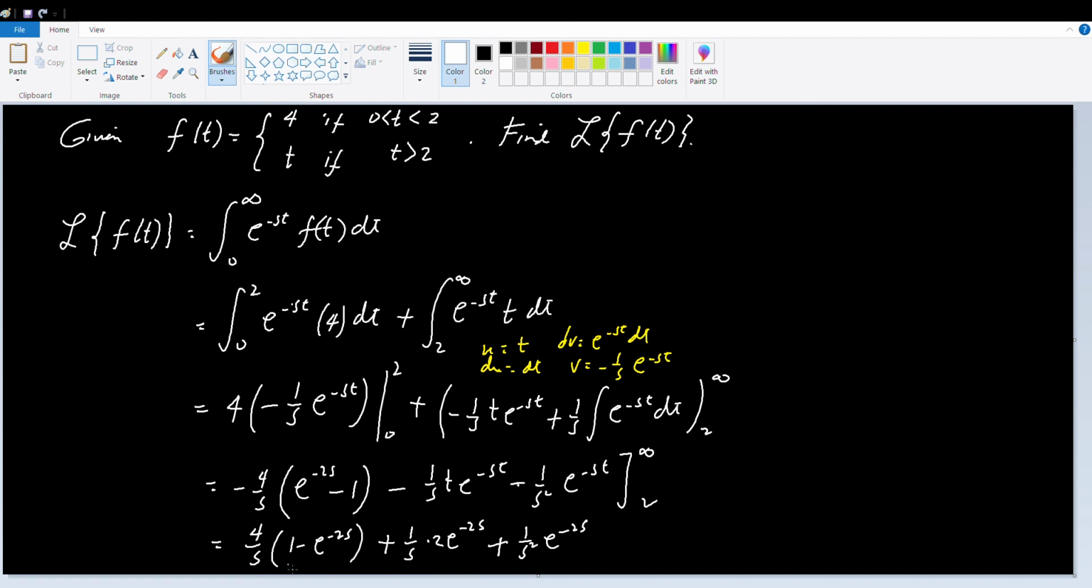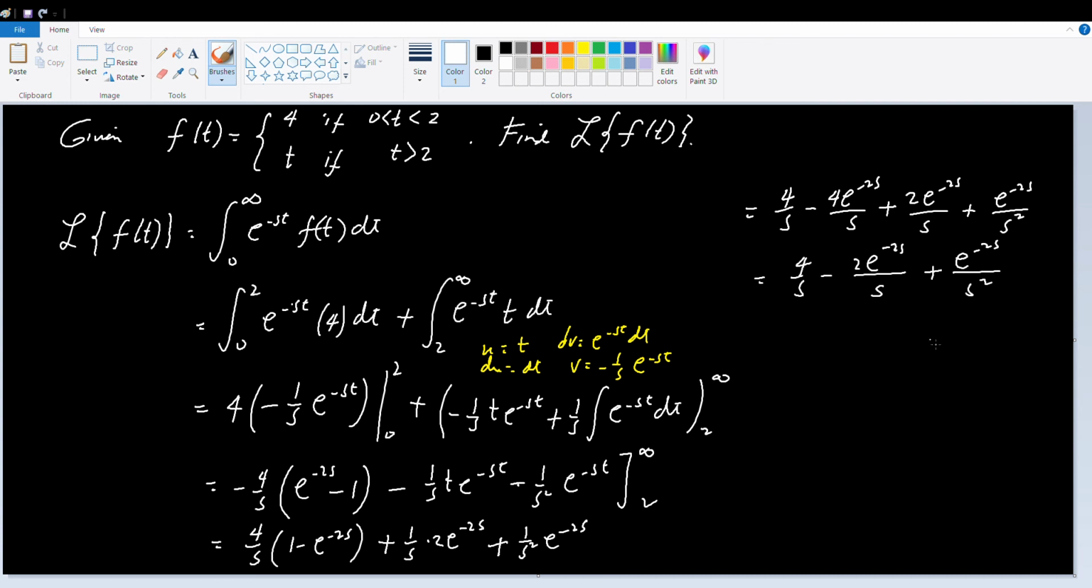So, what do we have? 4 over s minus 4 e to the negative 2s over s plus 2 e to the negative 2s over s plus 1 over s squared e to the negative 2s. We can simplify this. Negative 4 and 2 is negative 2 e to the negative 2s all over s plus e to the negative 2s over s squared.